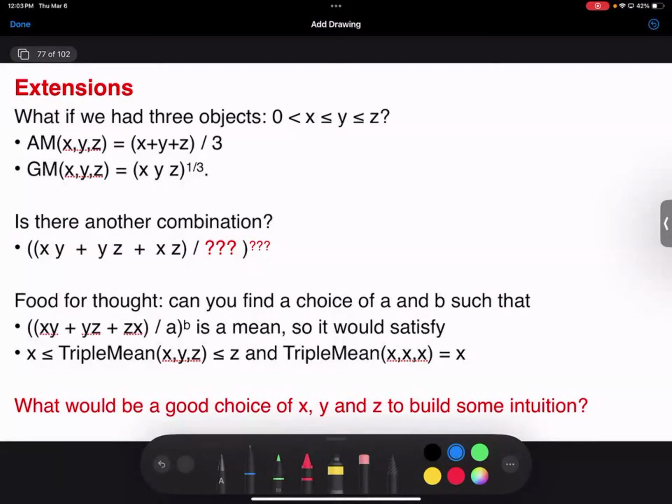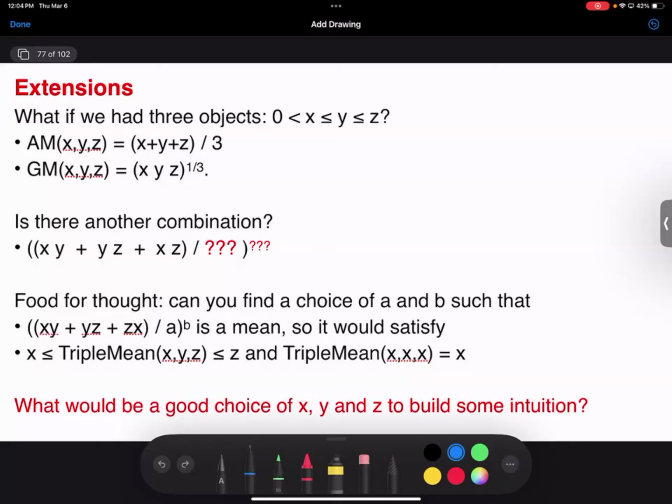Notice that there's a split. The arithmetic mean involves sums of linear terms. The geometric mean involves cubic terms. So is there a mean involving just quadratic terms? By symmetry, they should all have the same coefficient. I'm going to write that coefficient as just something in the denominator. Let's call it a over here. And then I'll raise the whole thing to some power. I'll call that b. So is there a choice of a and b that makes this into a mean?